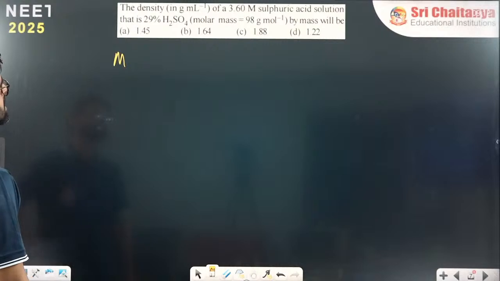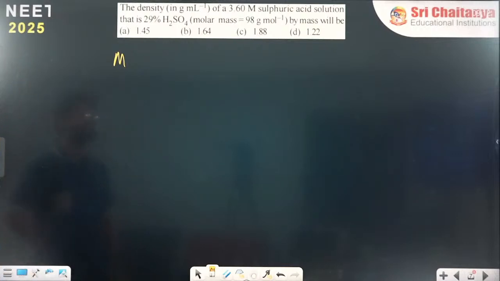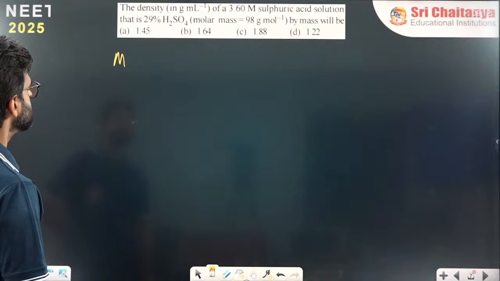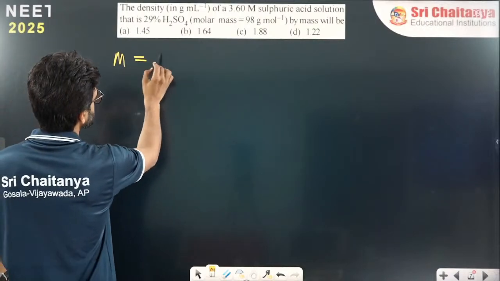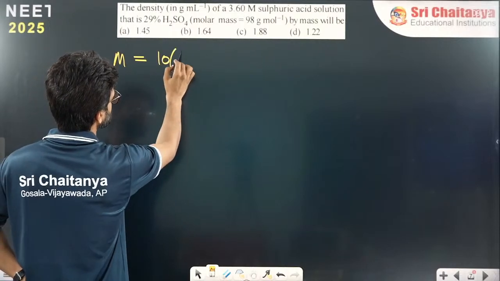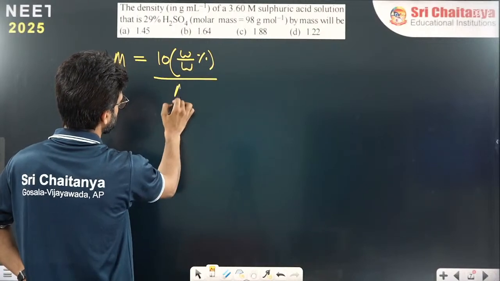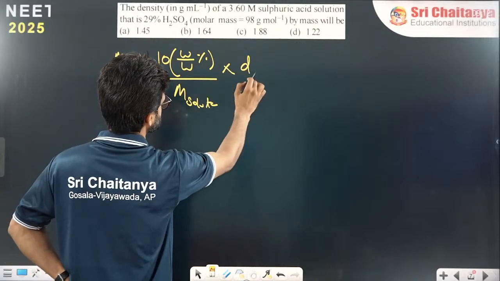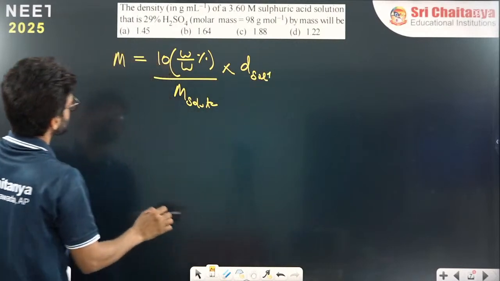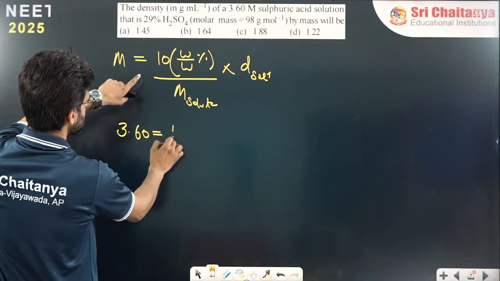Okay, the density they have given for this molar sulfuric acid, that is 29% sulfuric acid by mass. They are asking density. So we have to write the relationship: molarity is equal to 10 into weight by weight percentage divided by molar mass of solute, and in the question they are asking density. This is a complete relationship, density of solution, right? In the question they gave us molarity, it is 3.60.